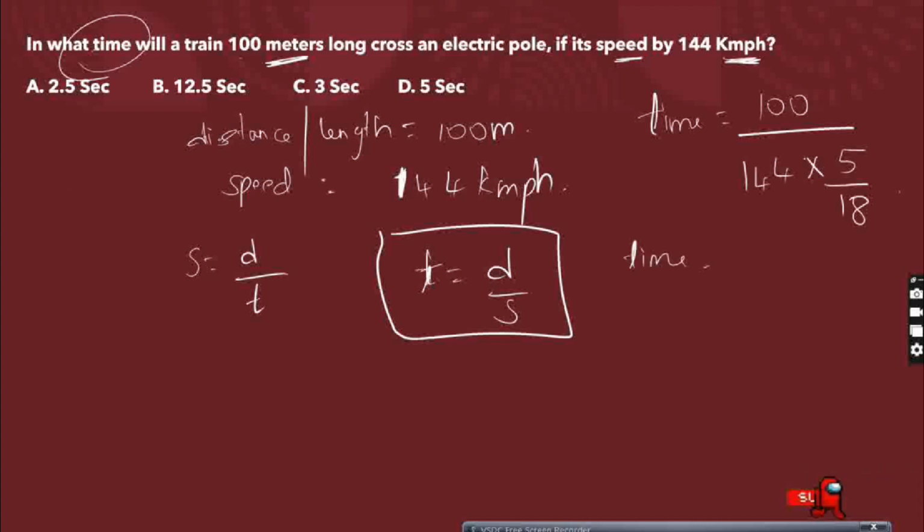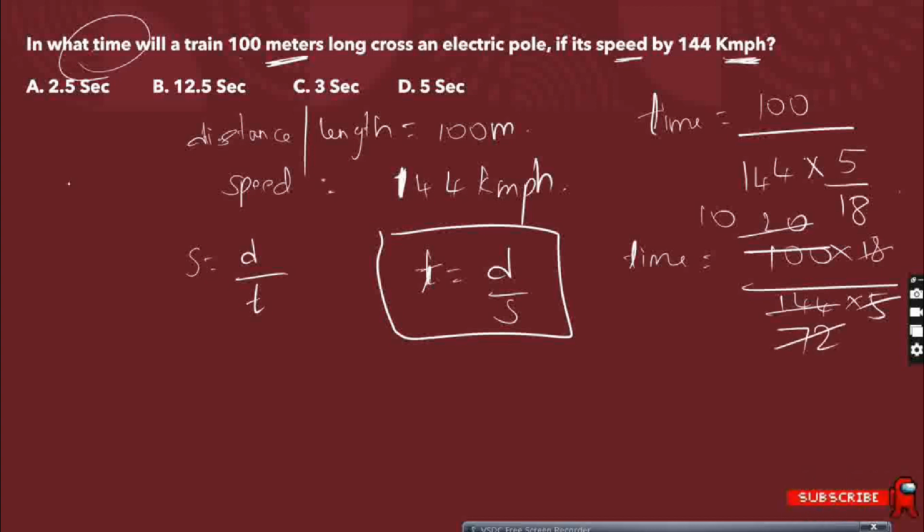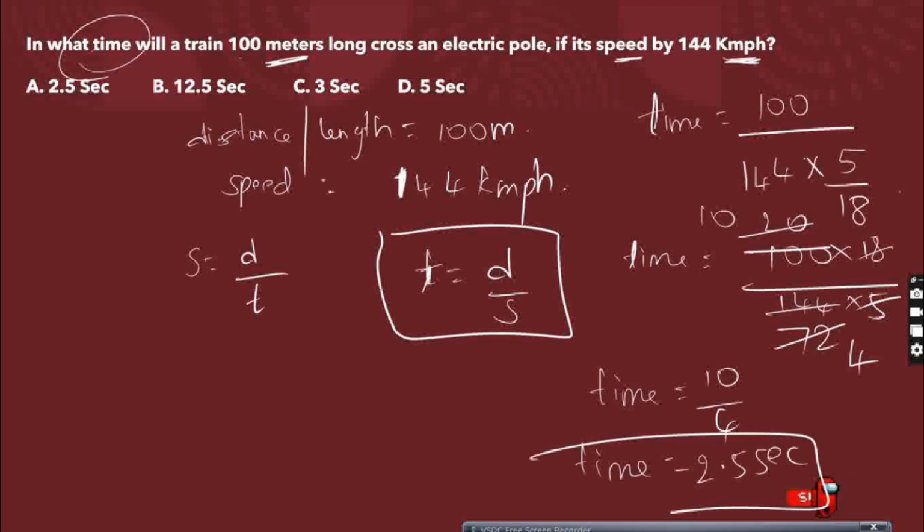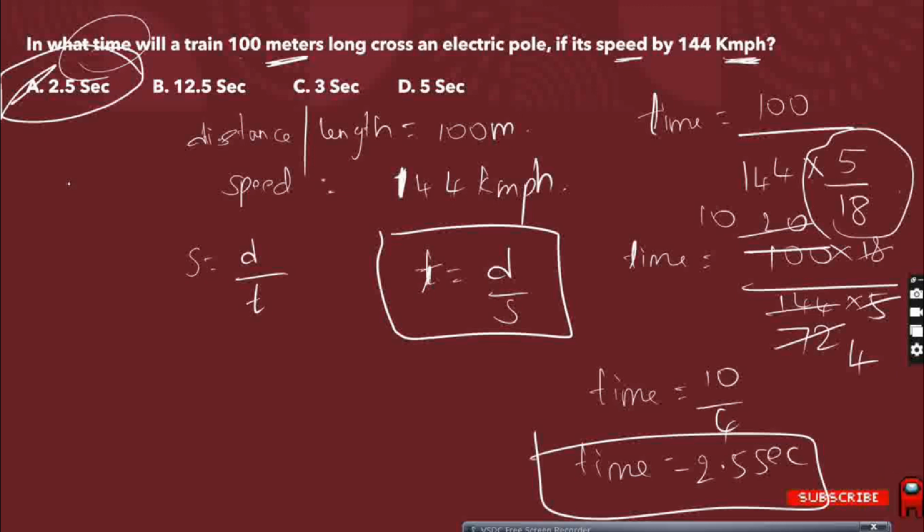So time is equal to 100 into 18 over 144 into 5. This will be 5 20s and 2 10s, 72. This will be 4 times 18 fours, and now the time will be 10 by 4. As the options are in decimal form, 10 by 4 is 2.5 seconds. So the train time is 2.5 seconds. Option A is the answer, 2.5 seconds. Let's go to the next problem.